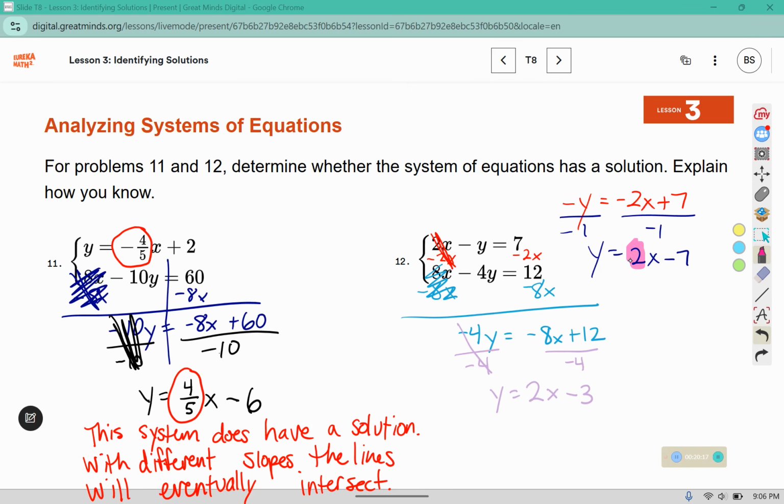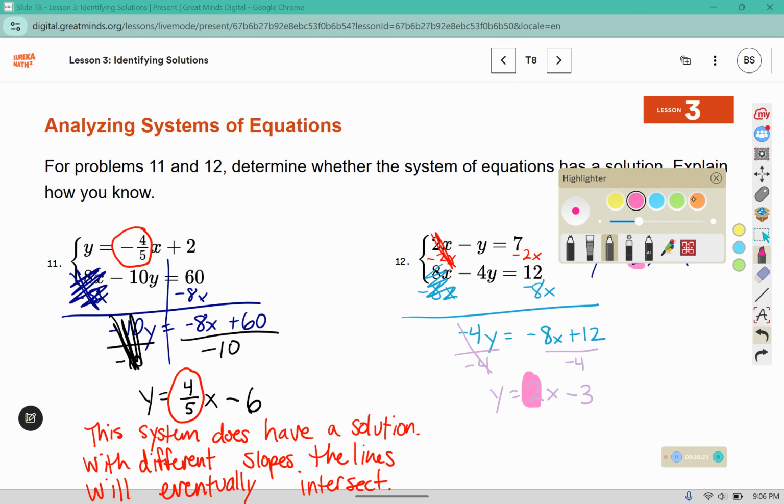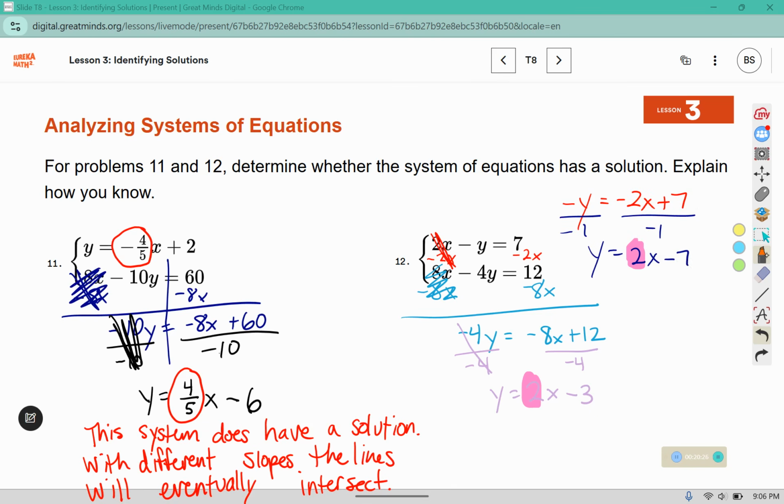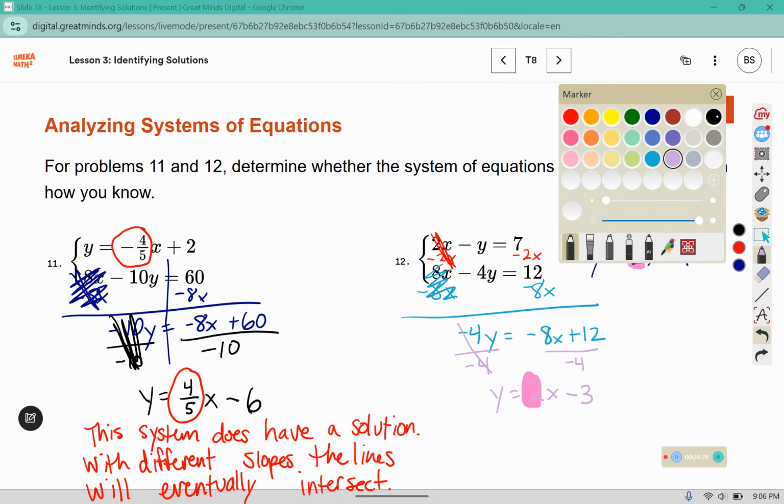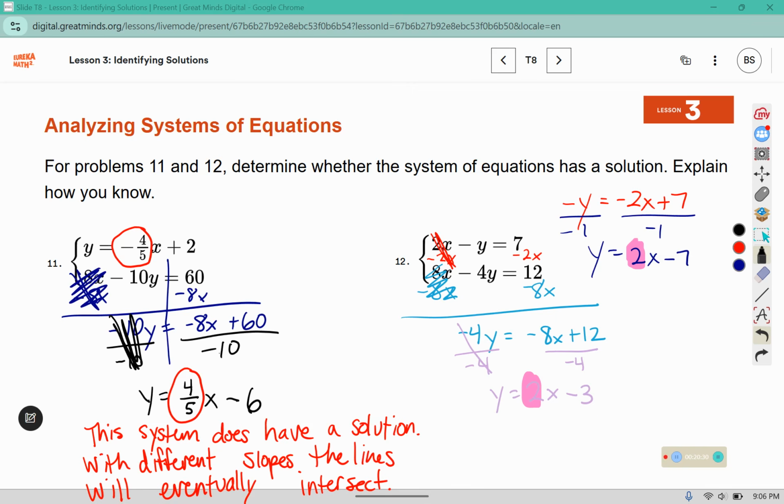These have the same slopes, so they are parallel, because they also have different y-intercepts. Parallel lines do not cross, so there is no solution.